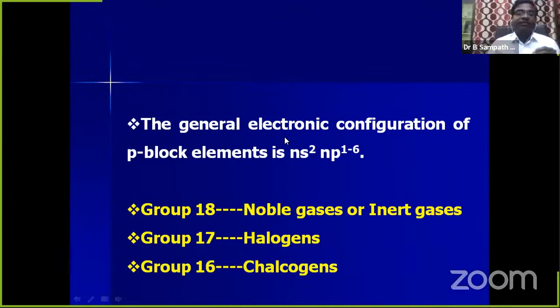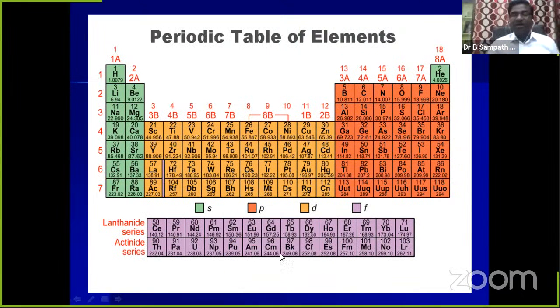The general electronic configuration of p block elements is ns2 np1 to 6. Children, remember the general electronic configuration of p block elements is ns2 np1 to 6. Group 18 elements are called noble gases or inert gases, group 17 elements are called halogens, and group 16 elements are called chalcogens. See children, why are they called so?